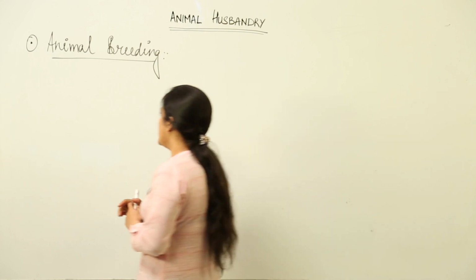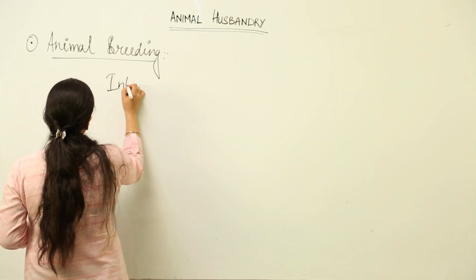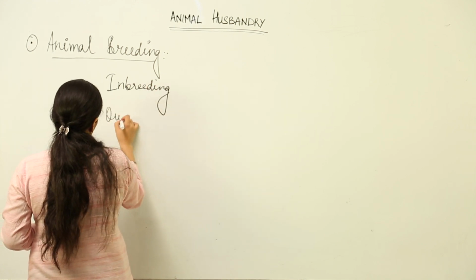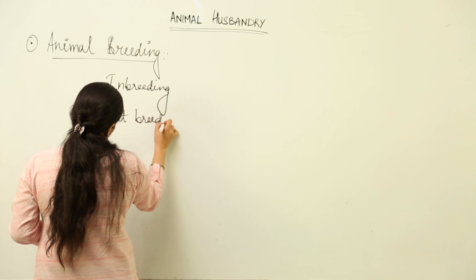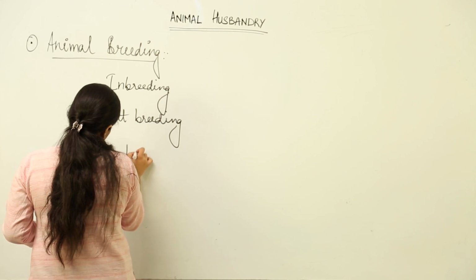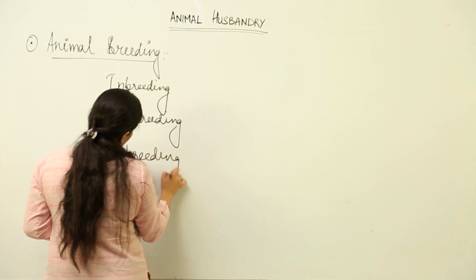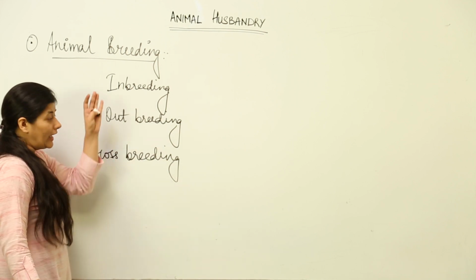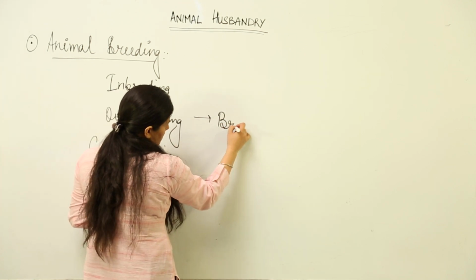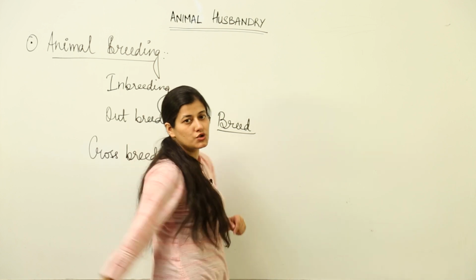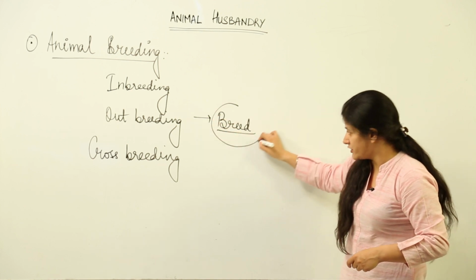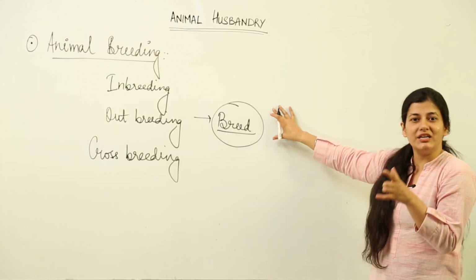Inside animal breeding, we are going to talk about inbreeding, outbreeding, and crossbreeding. All these come under animal breeding and all these aim at improving the breed qualities, right? The breed is to be improved. It is for breed improvisation. Now, what is a breed? First of all, you need to know what a breed of an animal is.